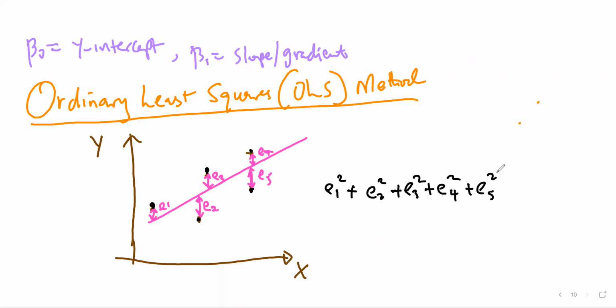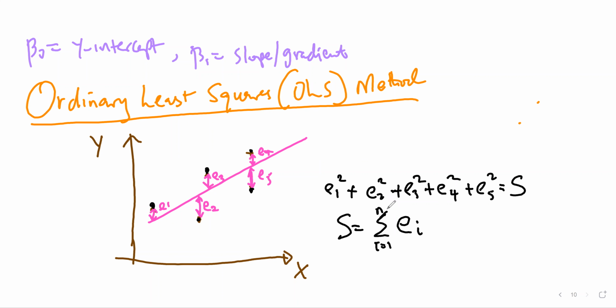Let's say this is S. Let's just call it S. So in other words, we are saying that S is the summation of Ei squared, for i equal to 1 all the way to n. n is the number of observations. In our case, it is 5. So it is E1 squared plus E2 squared like that.